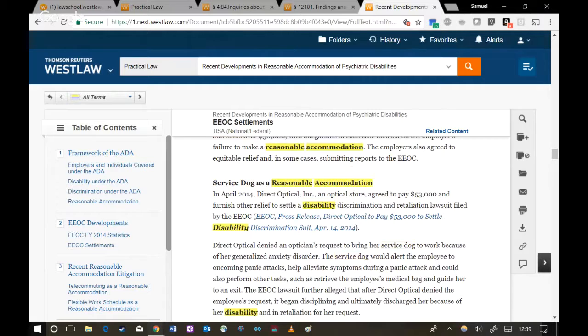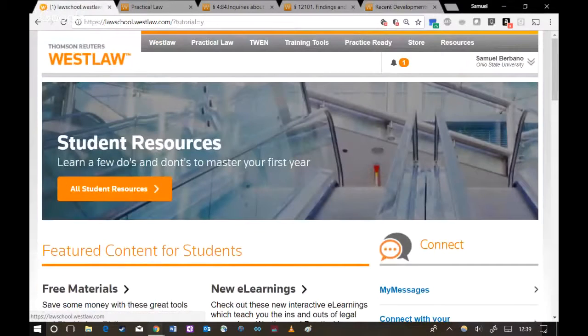Plenty more that we'll talk about in class tomorrow, but just as a quick review, again, using a great secondary source on Westlaw and then some sources in Practical Law to jumpstart your research.